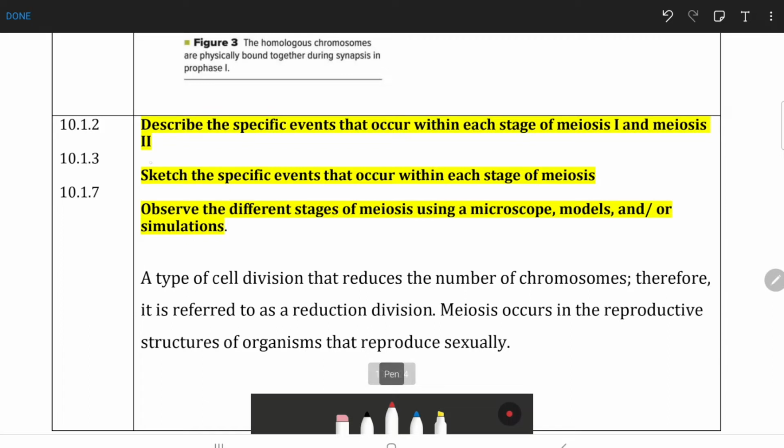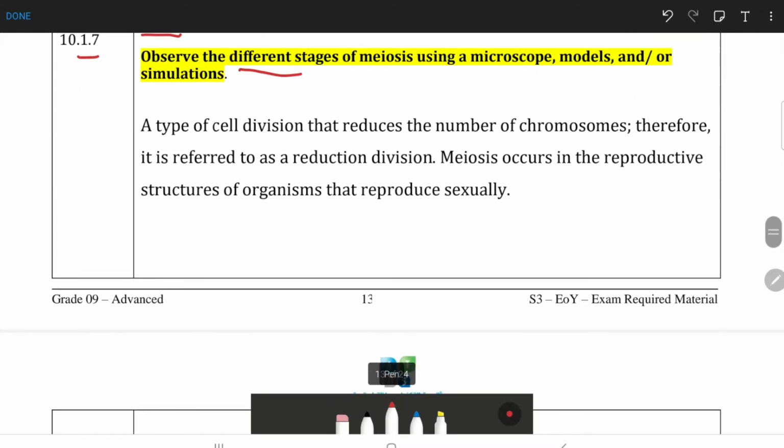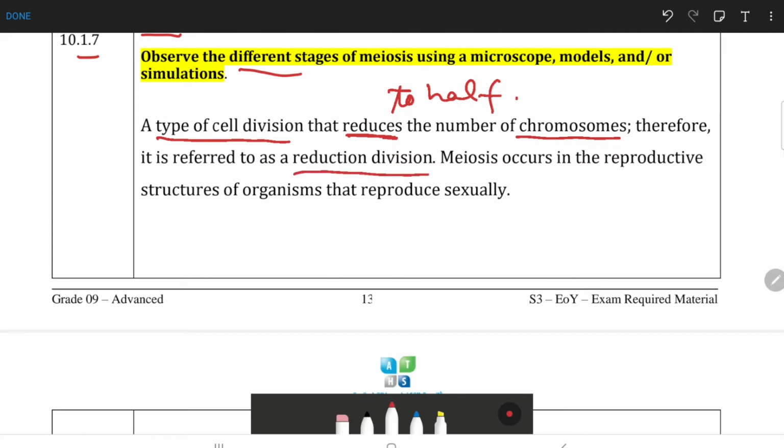Next, we have merged some of the KPIs: 10.1.2, 1.3, 1.7. Describe the specific events that occur within each stage of meiosis 1 and meiosis 2. It means that meiosis is divided into two substages, not like mitosis. We need to sketch them and observe them, that is, identify them. That's why all are related to meiosis. How do we define meiosis? Meiosis is a type of cell division that reduces the number of chromosomes. It means that it reduces to half. Always remember, reduces to half. That's why it is also known as the reduction phase.